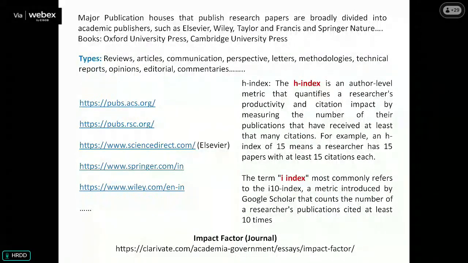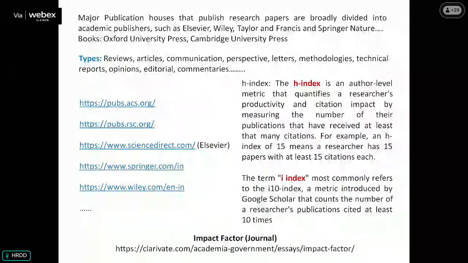Have you heard of impact factor? A lot of things go on. So who does this impact factor evaluation? There is an agency known as Clarivate. Every year, Clarivate does this.